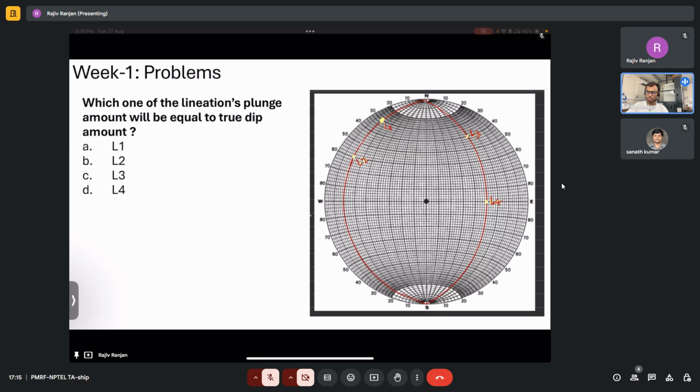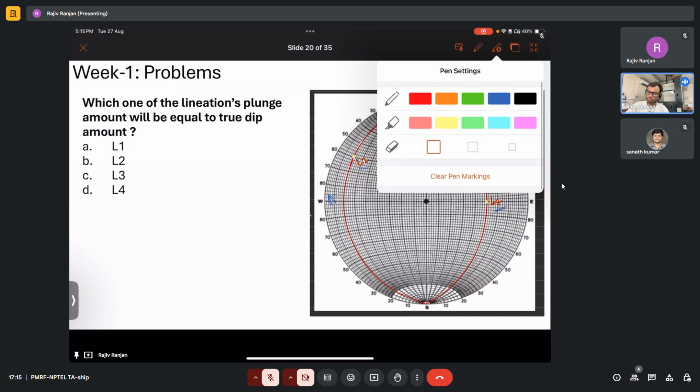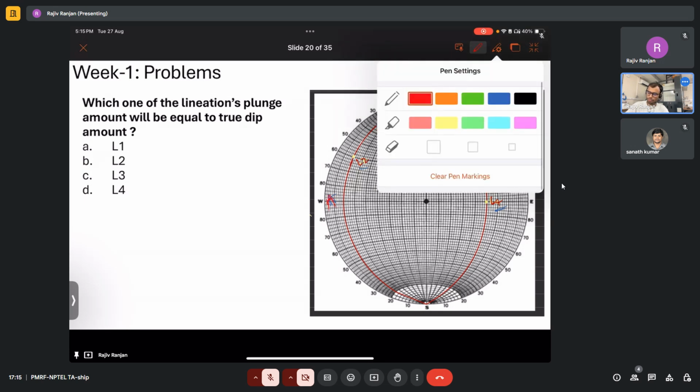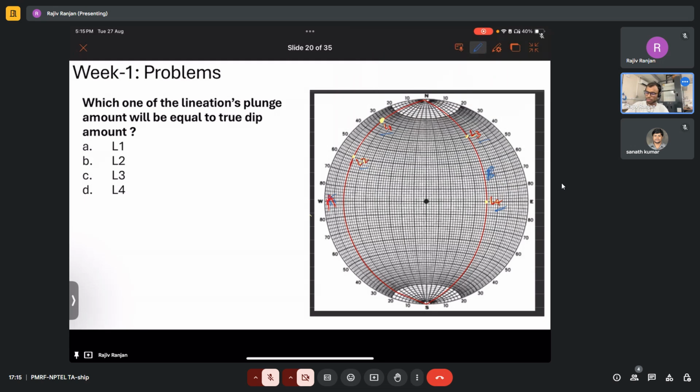So try to solve this question. Try to first understand this problem. Here I have given you 4 lineations, L1, L2, L3, L4. Suppose this is plane A and this is plane B. So this is one plane and this is another plane. On plane A there are lineations L1 and L2, and on plane B, L3 and L4, there are 2 lineations.